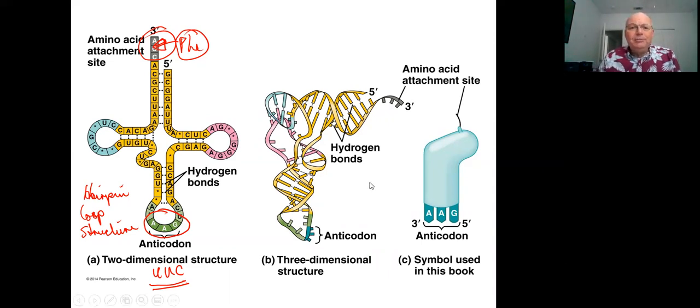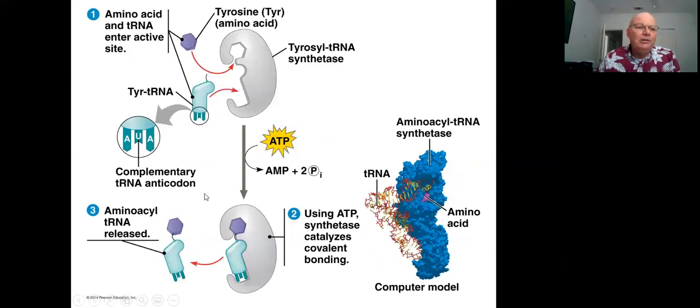So how does the particular amino acid get attached? Well, there are enzymes called aminoacyl tRNA synthetases, you can see that here, that recognize a particular amino acid and the tRNA to which it needs to be attached, and will only attach the particular amino acid that should be attached to that particular tRNA.